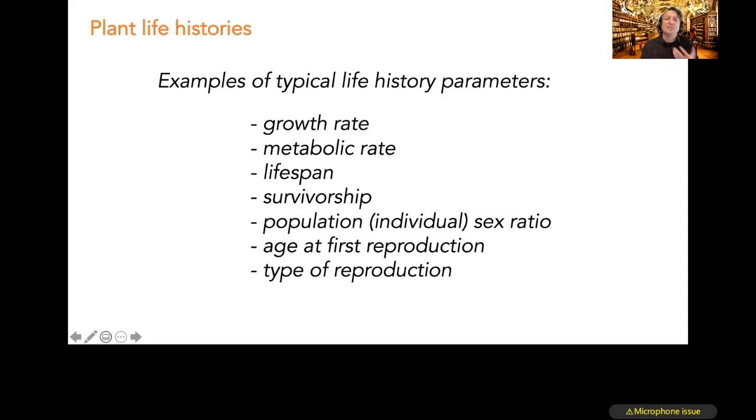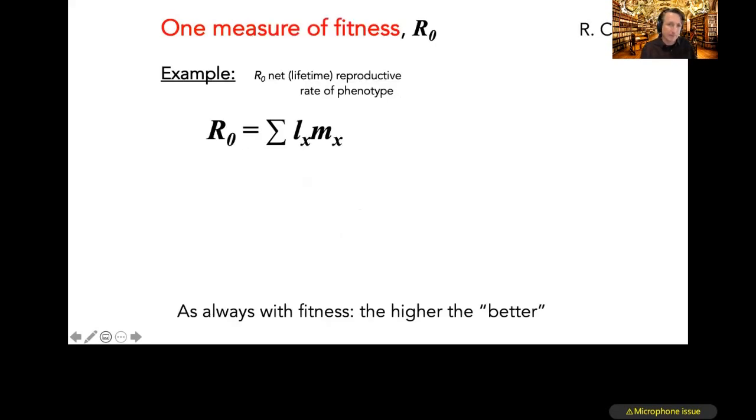These are typical life history attributes, okay? Growth rate, metabolic rate, lifespan, survivorship. All right, now I'm going to give you another equation. I think this is the only equation I'm going to give you today. This is a simple equation because I've given you a verbal definition of fitness. Now we're going to mathematize it. And I'm going to give you one mathematized definition of fitness. We call it R naught.